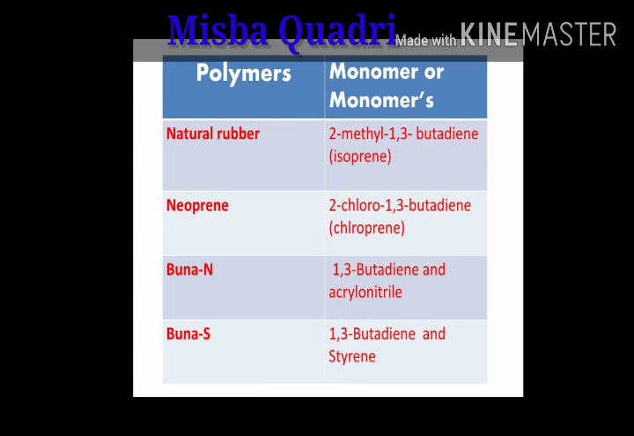So these four are rubbers, natural and synthetic rubbers. These all four have 1,3-butadiene. So for natural rubber, 2-methyl-1,3-butadiene, commonly called isoprene. For neoprene, chloroprene. That is also 1,3-butadiene, but 2-chloro-1,3-butadiene. Buna N also has 1,3-butadiene with acrylonitrile. Buna S has 1,3-butadiene and styrene.